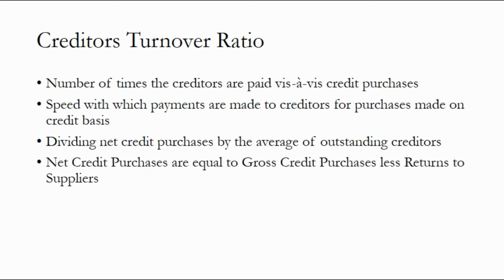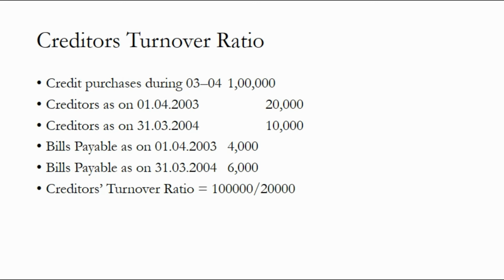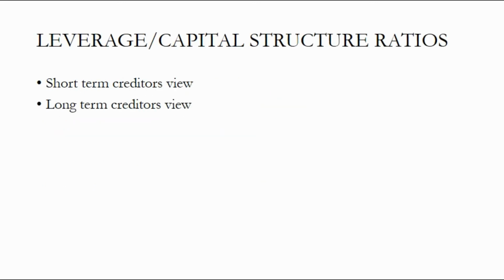Creditors turnover ratio is the number of times the creditors are paid vis-a-vis credit purchases. It shows the speed with which payments are made to creditors for purchases made on a credit basis. It is calculated by dividing net credit purchases by the average outstanding creditors. Net credit purchases are equal to gross credit purchases less returns to the suppliers. So this is how you can calculate the creditors turnover ratio.